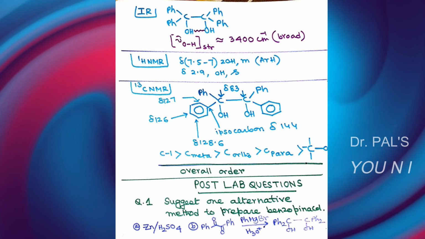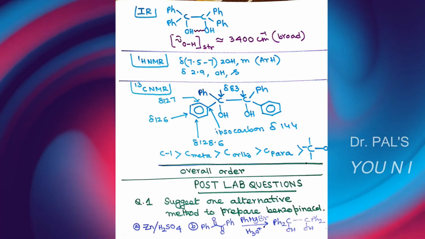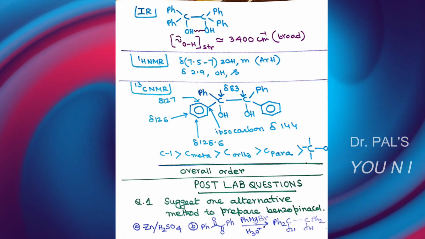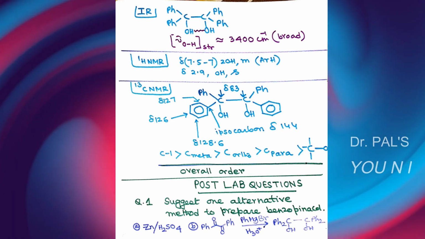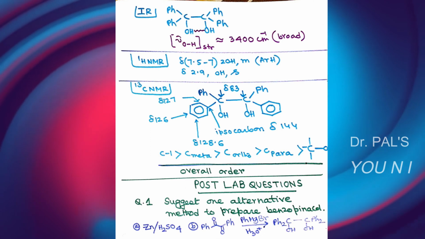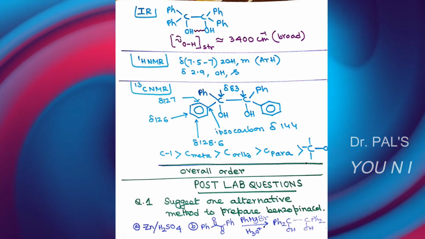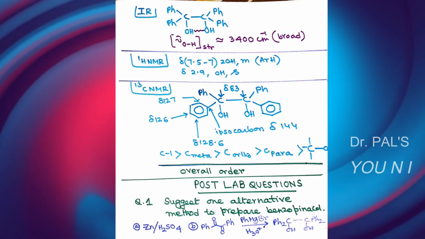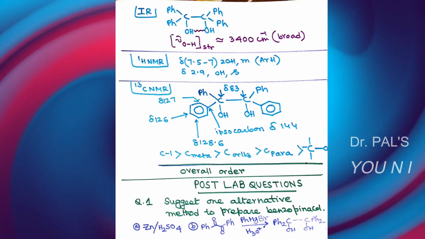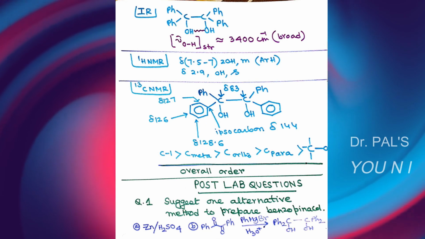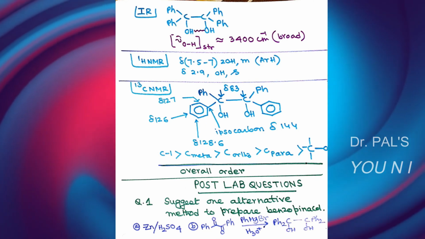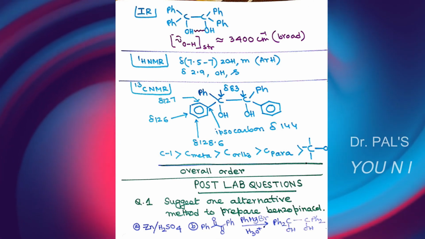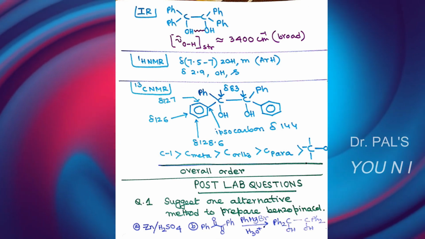Now let us discuss some important questions based on this laboratory preparation. The first question is: what can be one alternative method to prepare this benzopinacol? Because this is a reduction, it can be done by using a metal acid as the reducing agent. So benzophenone can undergo the metal acid reduction to get the product benzopinacol.